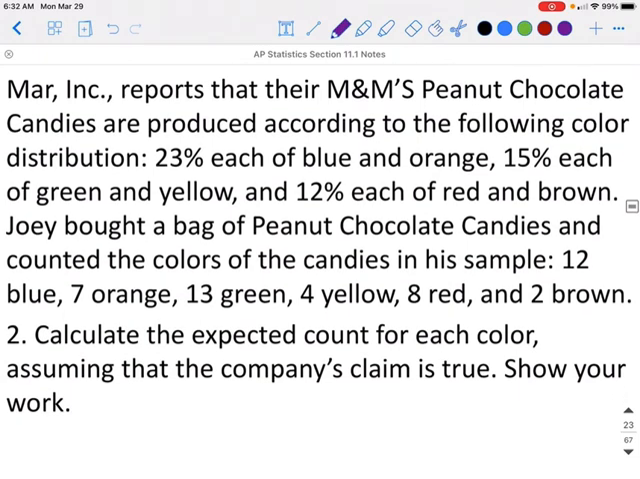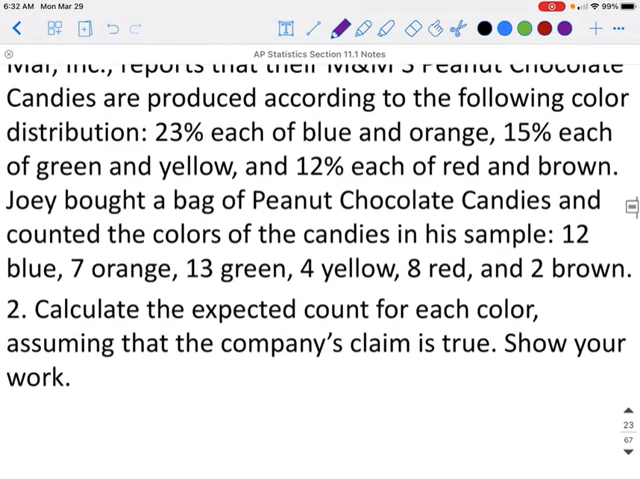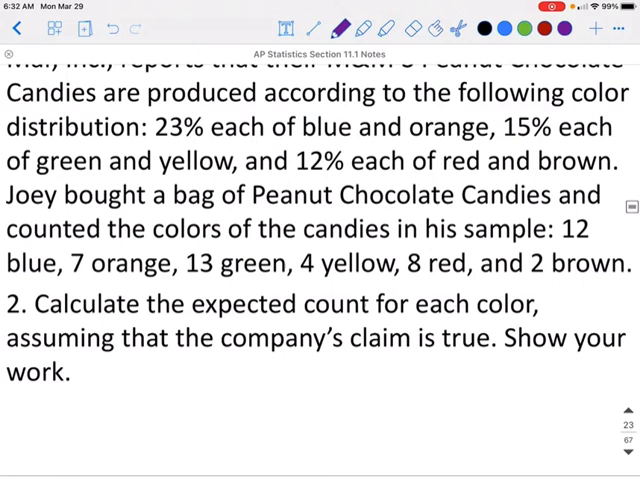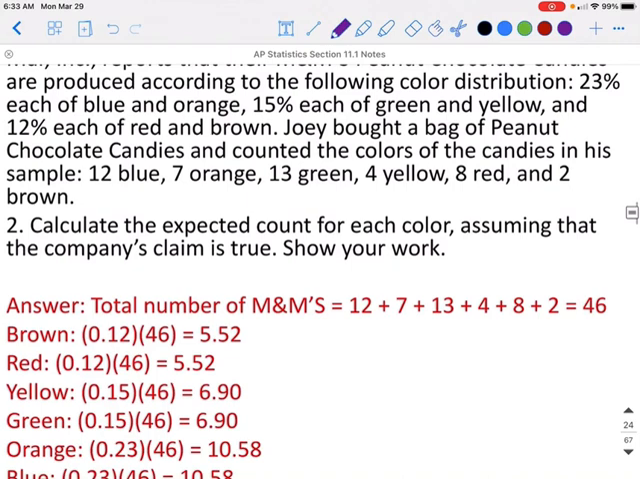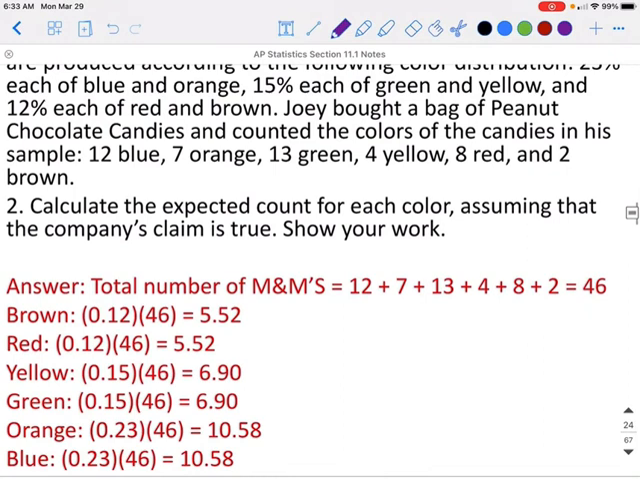Calculate the expected counts for each color, assuming the company's claim is true, and show your work. So the first thing you would have to do is add up the number of candies that were in his sample. And then you would take each color and see what percentage it should have been and multiply it by that value. So the total number of M&Ms in the sample was 46. They said that 12% should be brown, so we do 0.12 times 46, and we expect 5.52 brown candies. 12% are red, so again, 0.12 times 46, and you would do this for every color.